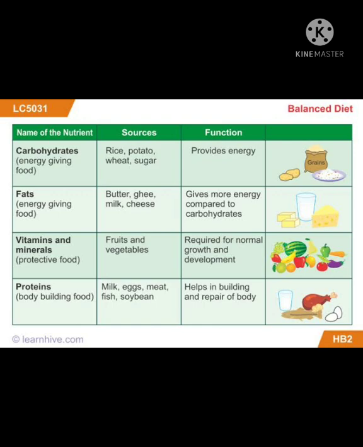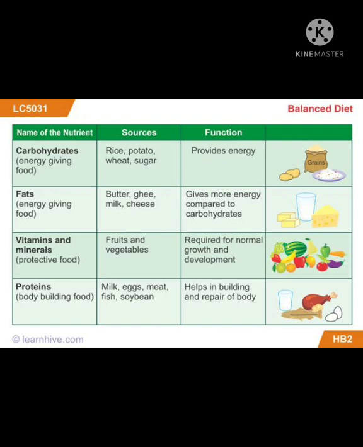Next, vitamins and minerals. This is another component of food. The function of vitamins and minerals is that they are required for normal growth and development. Sources of vitamins and minerals: they are present in fruits and vegetables.